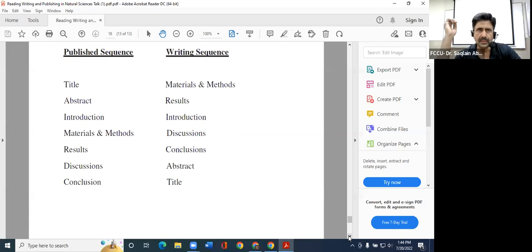As I told you, when you open a research article, this is the sequence: title, abstract, introduction, materials and methods, results, discussions and conclusions, and then followed by the bibliography. But this is not how you write your own research article.